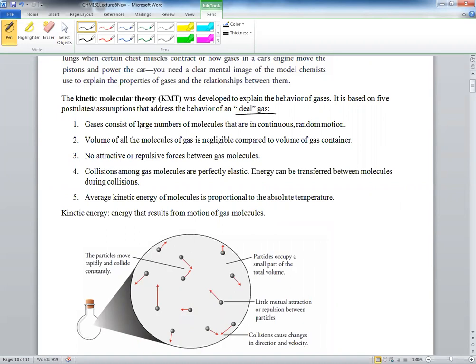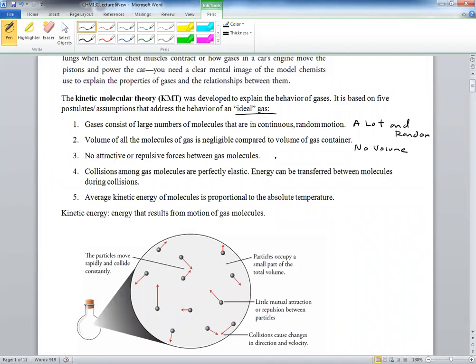Number 1 is that gases consist of large numbers of molecules that are in continuous random motion. Just remember that there is a lot, and random. Number 2, the volume of all molecules of gas is negligible compared to the volume of the container. They have no volume. So by no volume, I don't mean no volume at all. There's no such thing in nature, right? There's volume, but again, the gas molecules have no volume.